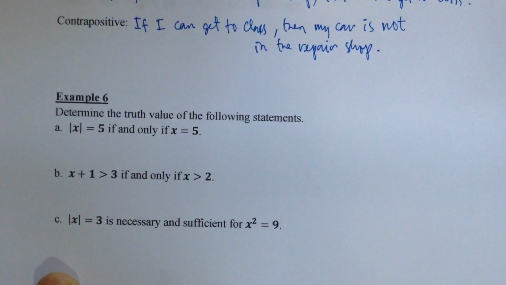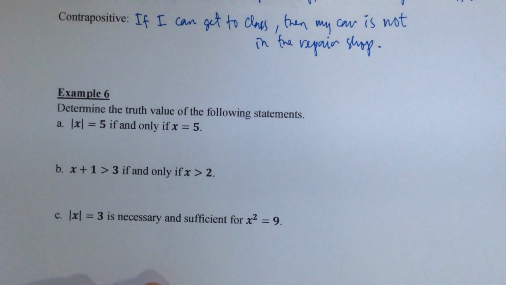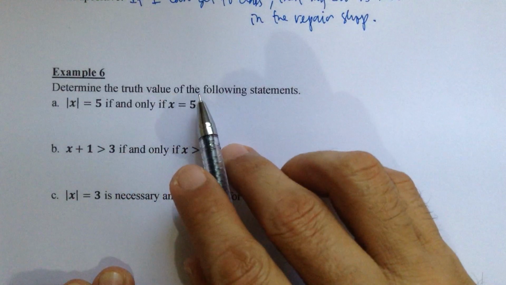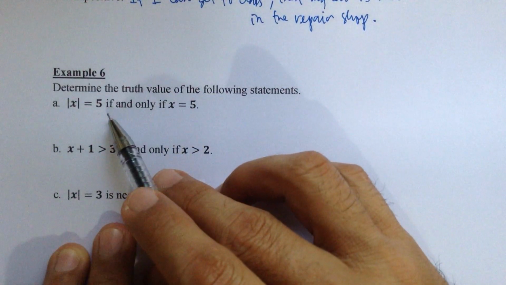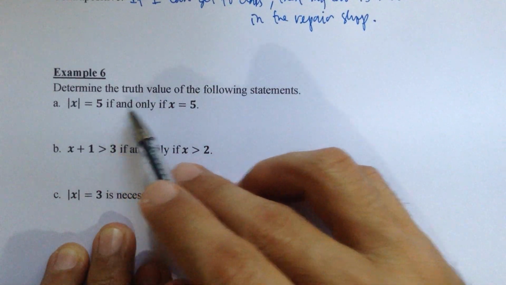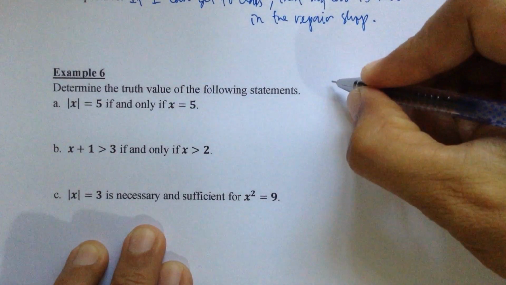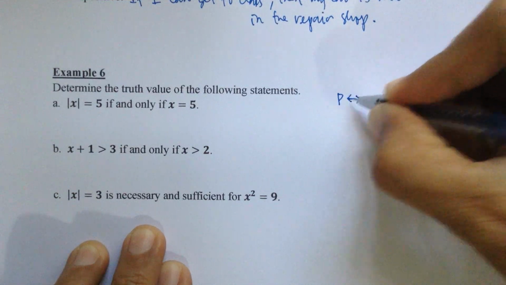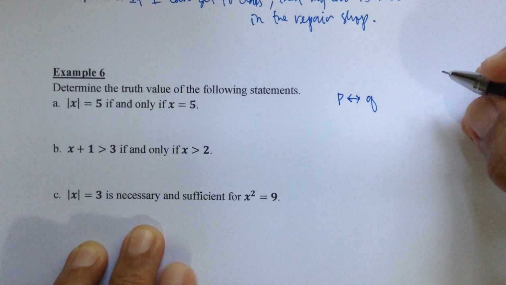Next, example number 5. This time we're going to determine the truth value of biconditional statements, because the connective used here is if and only if. In symbols, that is P double arrow Q. We call this P if and only if Q.